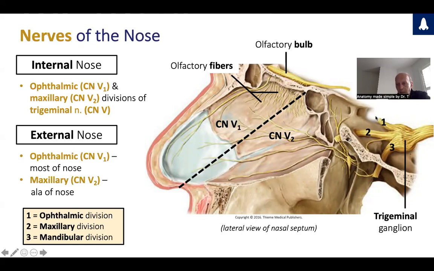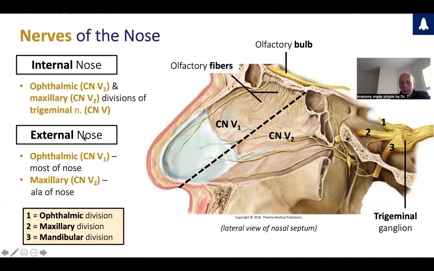This is the ophthalmic nerve, which is entering into the orbit, but these are its peripheral branches that are coming from this nerve. So we can say that the upper half of the nasal cavity is innervated by ophthalmic branches of the trigeminal nerve, while the maxillary nerve is going to cover the rest of it, so the lower half.